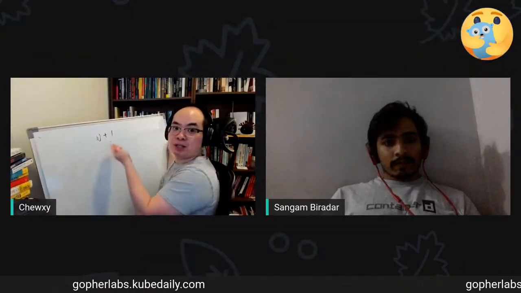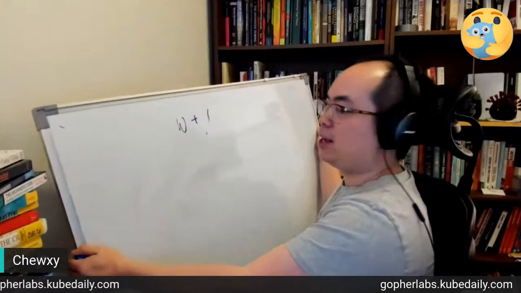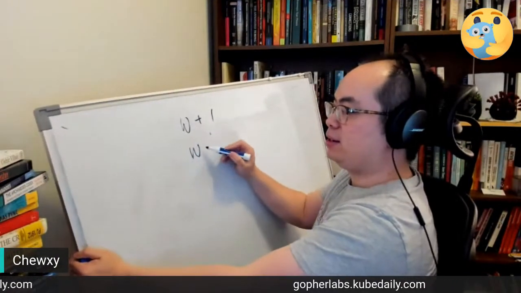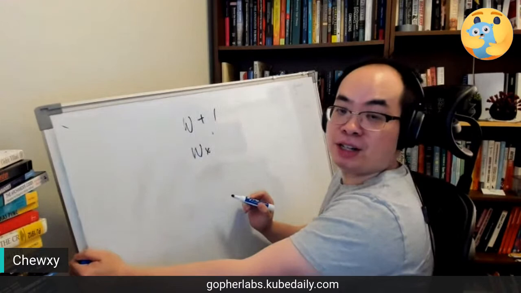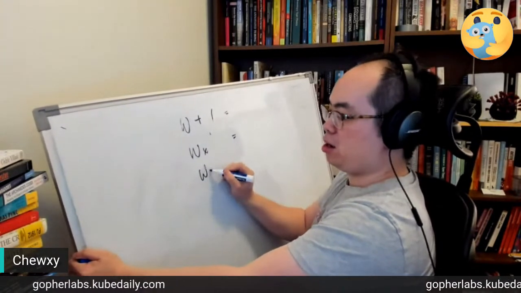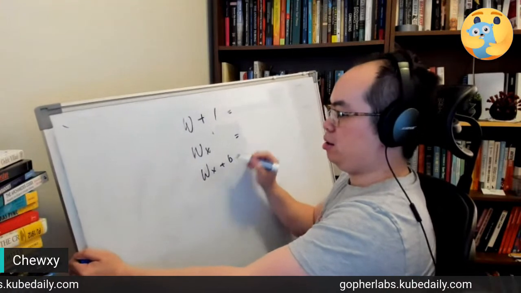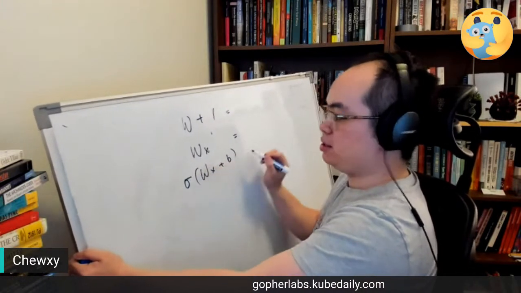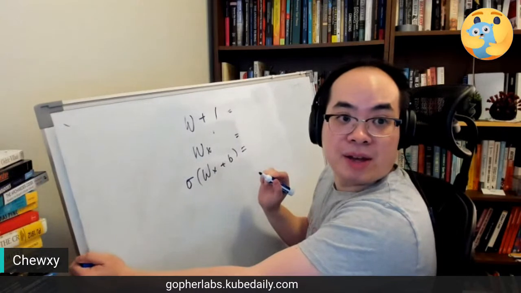So, for example, can you see my whiteboard? Okay. This is a mathematical expression, w plus 1. Yeah? This is a mathematical expression. And this is a mathematical expression.